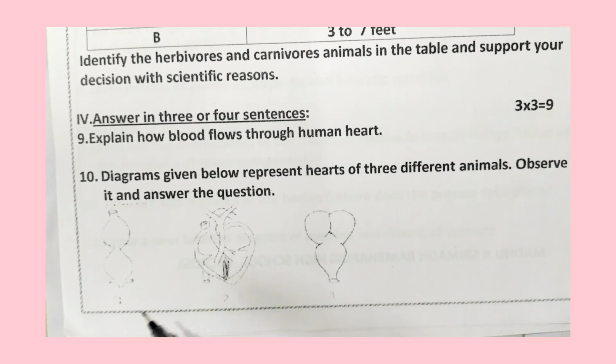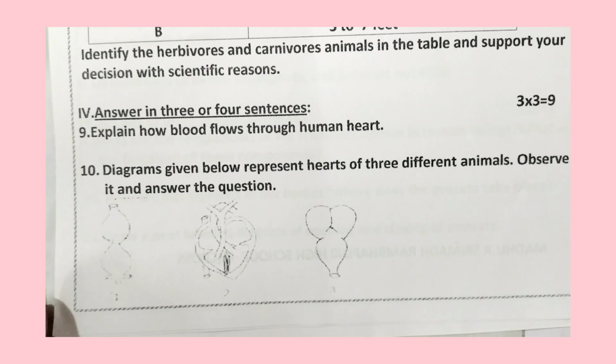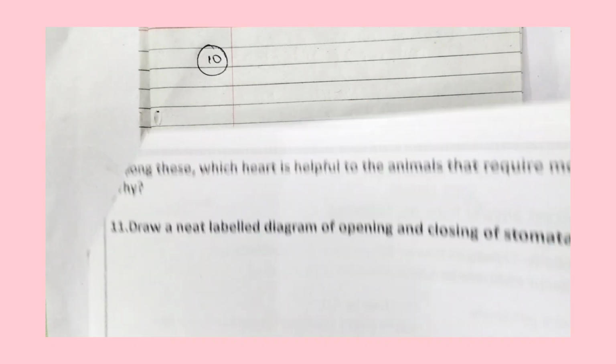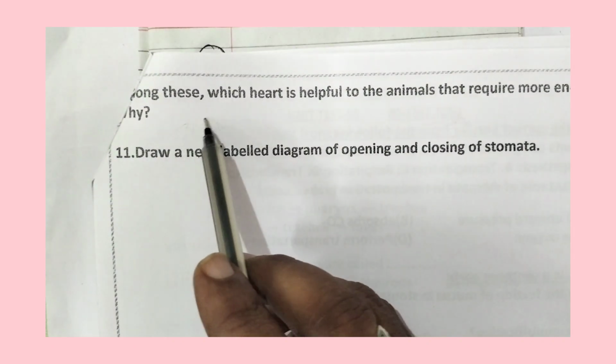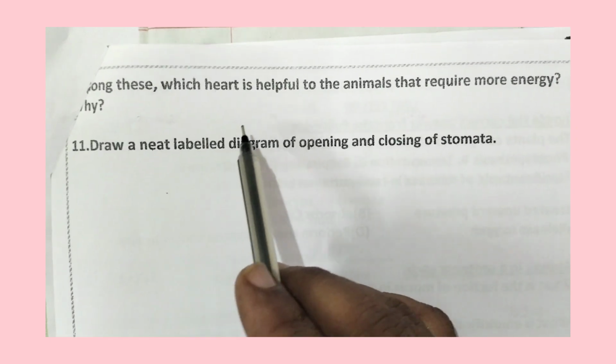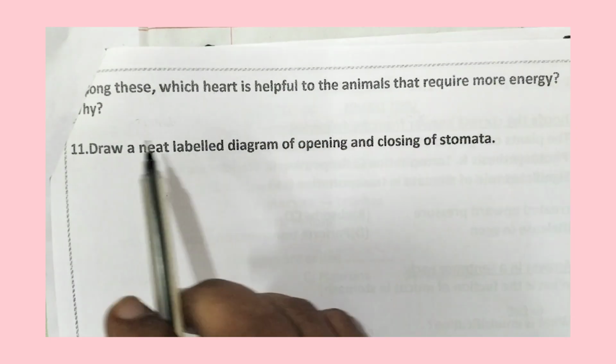2 chambered heart, 4 chambered heart, and 3 chambered heart. First figure 2 chambered. Second figure it will be 4 chambered, and the third figure is 3 chambered. So using that, among these, which heart is helpful to the animal that requires more energy?